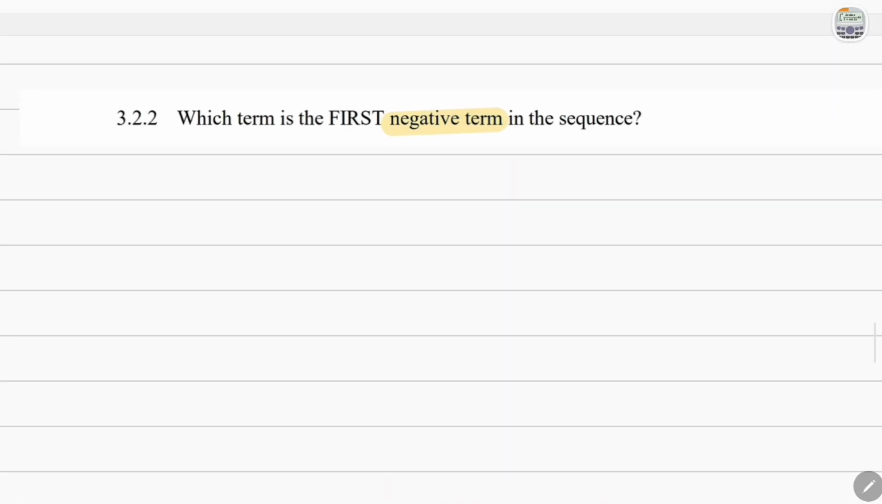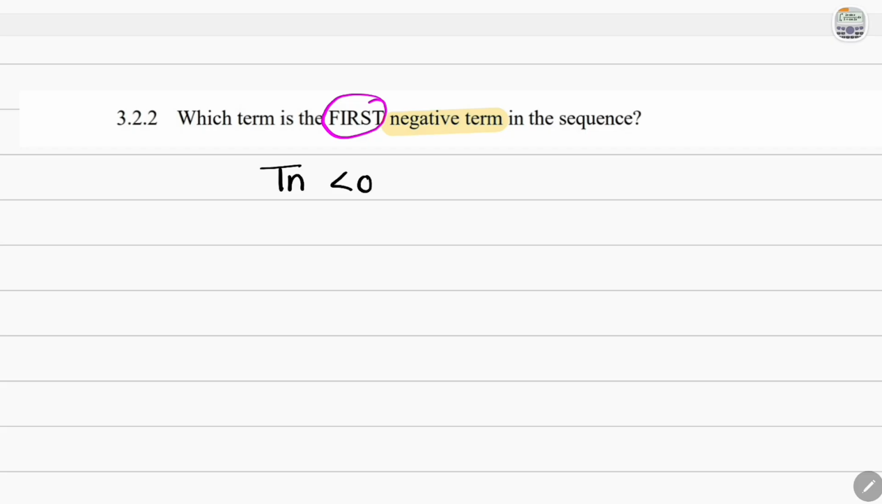So what they're asking is, which term is the first negative term in the sequence? These are term values. Which one would be the first one that would be negative? So where is Tn less than 0? Then we're going to look at the answers it gives us, and we're going to specifically look for the first n value that will be negative. But you need to remember how n values work, because these are patterns.